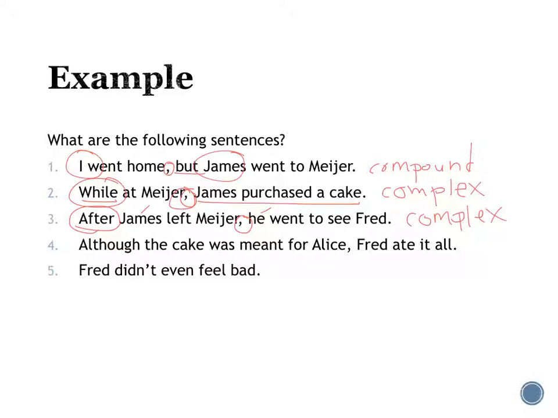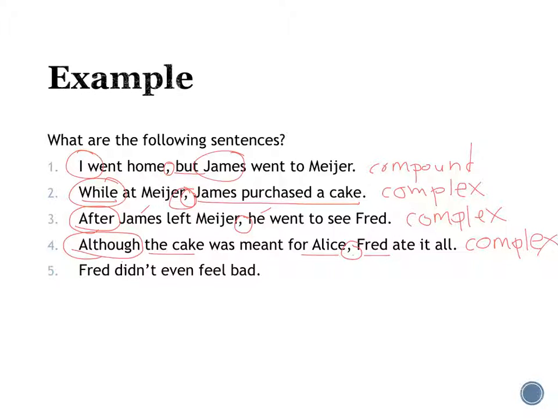Number 4, although the cake was meant for Alice, comma, Fred ate it all. Again, I'm going to pay close attention to that comma. I see another conditional preposition here, although. We're giving some contrast here. The cake was meant for someone else, Alice, in fact. Fred ate it all. And I've got multiple subjects going on, but again, that's no big deal. With that prepositional phrase and the comma, I know this is complex.